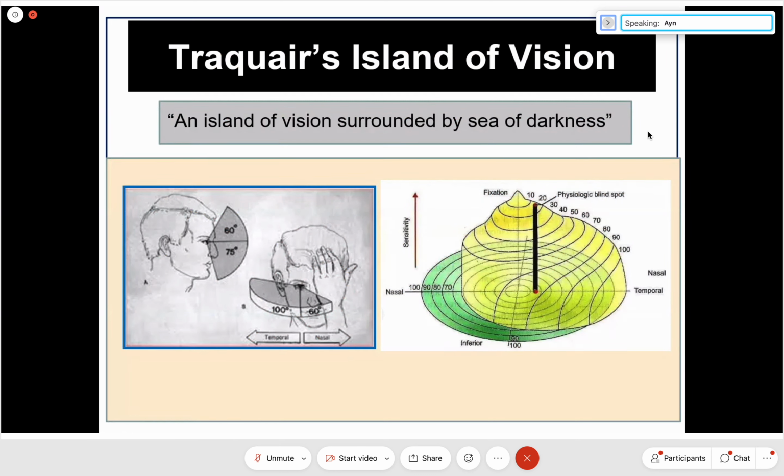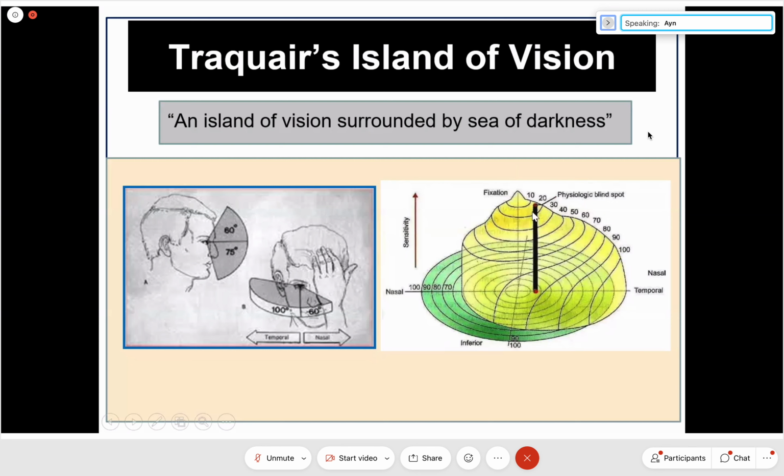Okay. But when we want to assess the patient, normally we check separately for each eye. So the monocular vision we describe as an island of vision surrounded by a sea of darkness. It's not flat. Our visual field is actually like a hill with the peak of the hill located centrally at the central fixation or at the fovea.